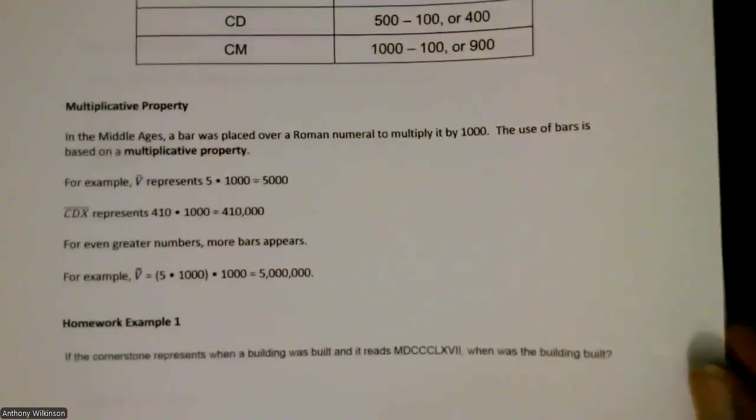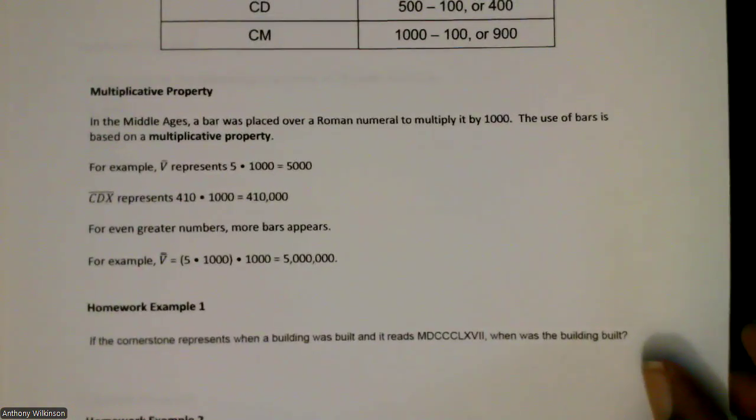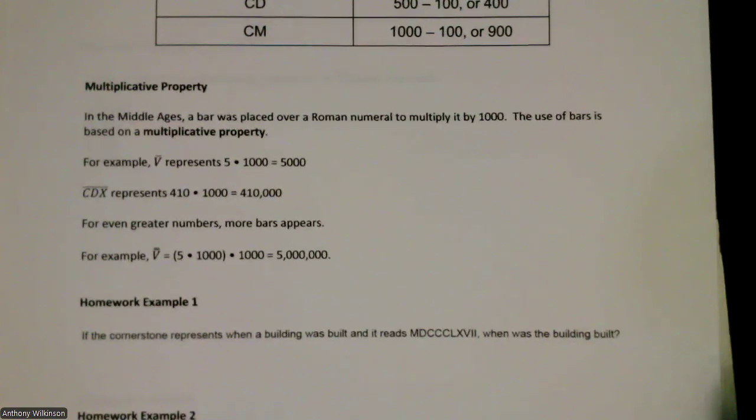Now, the multiplicative property is this. This comes in the Middle Ages, where a bar was placed over a Roman numeral to multiply it by 1,000. The use of bars is based on the multiplicative property. Like, for example, the V with the bar on top represents this. The V is the Roman numeral for 5, and that bar means we multiply by 1,000. So that would be 5,000 for V with the bar on top.